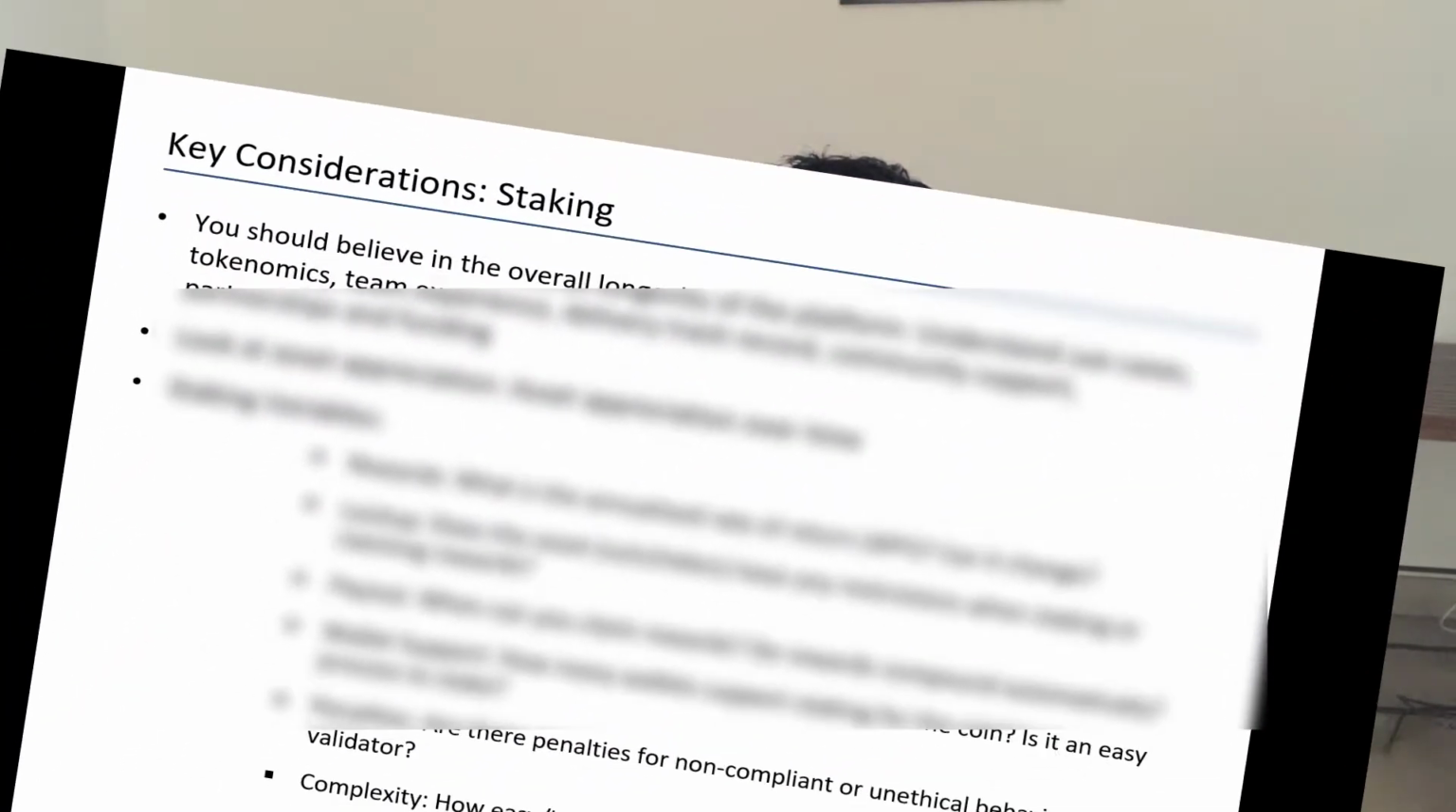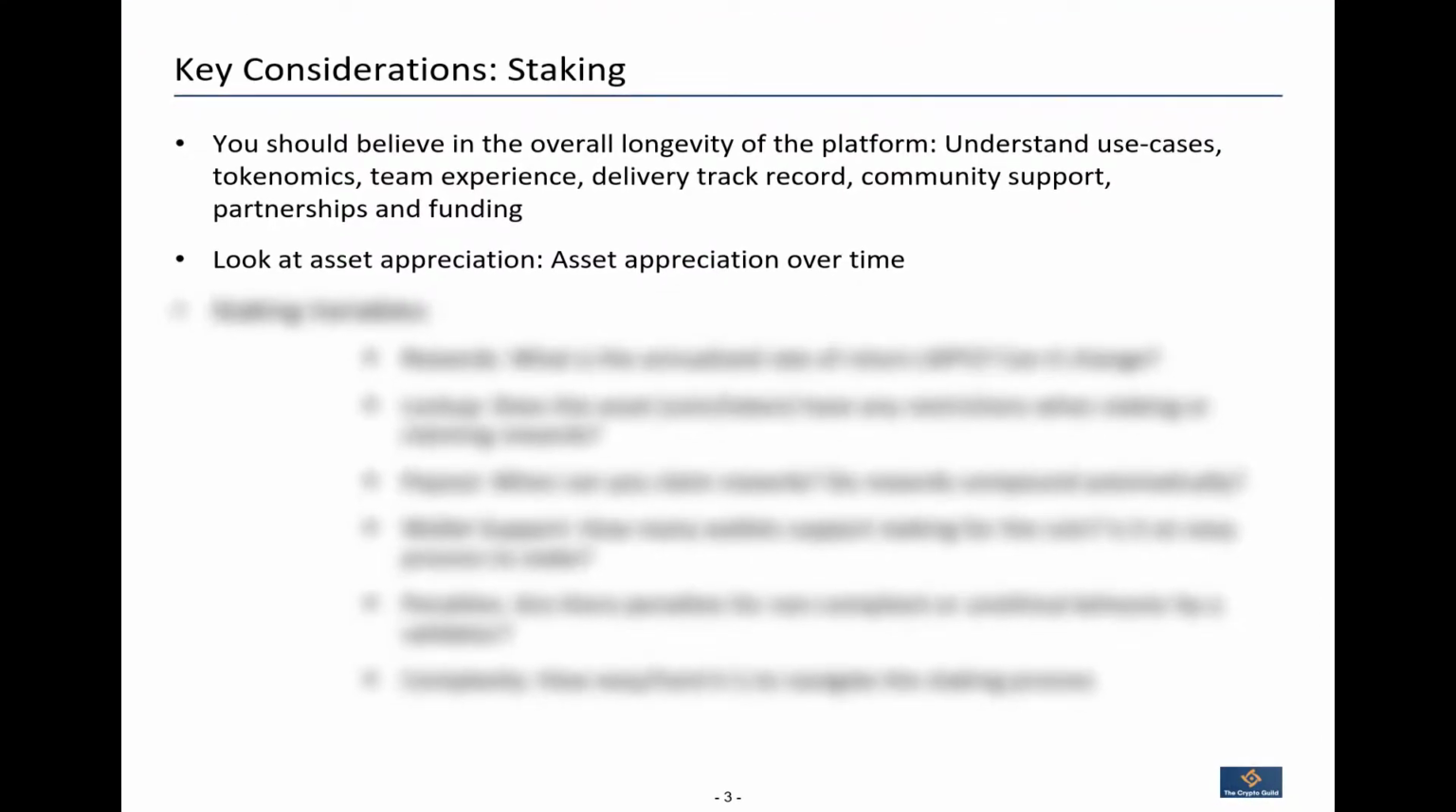The second thing I would look at is the asset appreciation, or the appreciation of that particular coin over time. That's going to tell you whether you can not only make the rewards that are promised via staking, but also get some appreciation in the underlying asset, or the underlying coin in this case. Then you actually stand to make a whole lot more. So asset appreciation is a really important metric to look at.